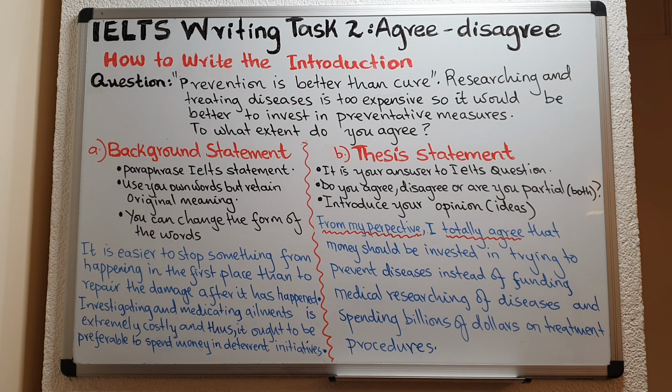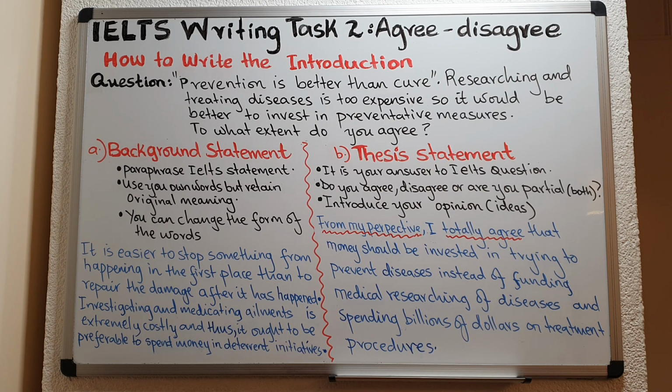Prevention is better than cure. That is an English proverb. What does it actually mean? Prevention is better than cure. It means that it is easier to stop something from happening in the first place than to repair the damage after it has happened.